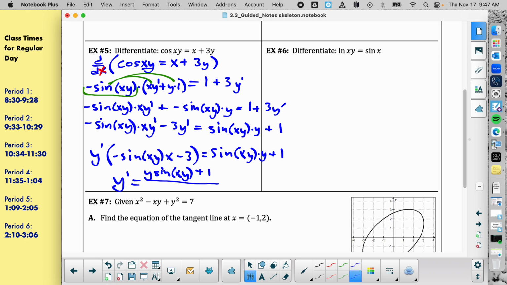The bottom would be negative sine xy x minus 3. So I guarantee on a multiple choice answer, they would factor out that negative symbol and write it in the front of the fraction and write this as positive x sine xy plus 3. Multiple choice is always kind of weird like that. If you ever have minus and minus, like all the terms are negative, they usually factor that. You don't have to, but they usually do.